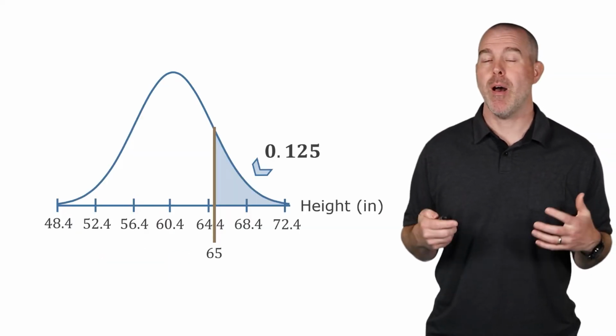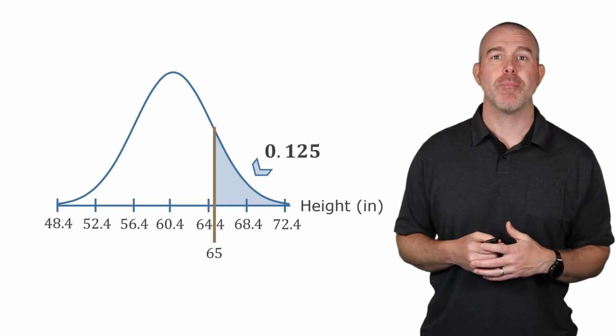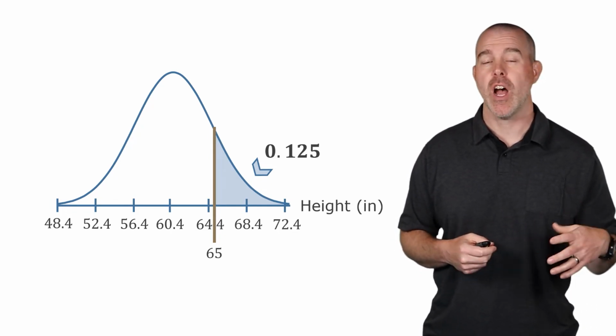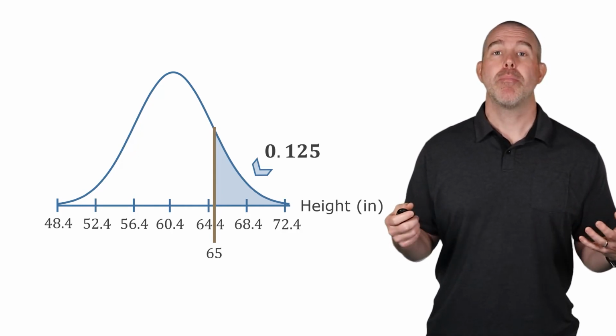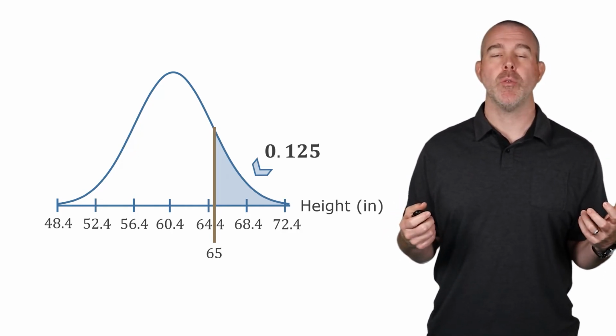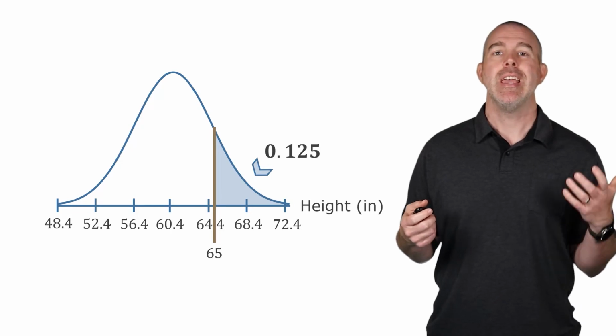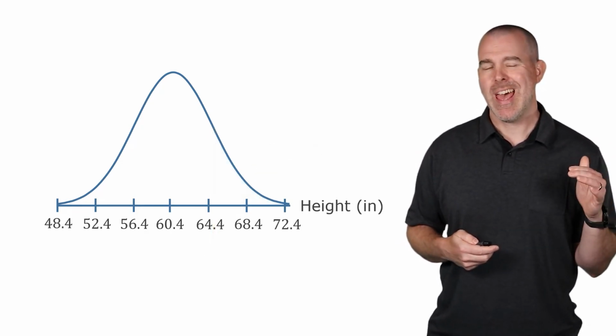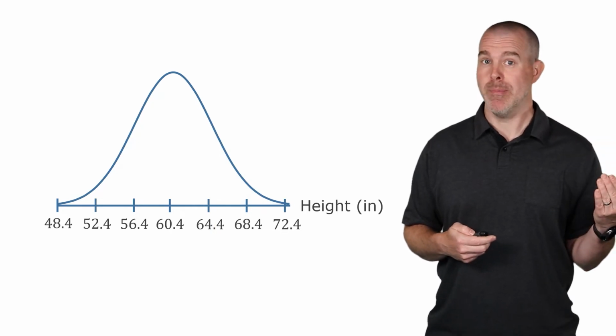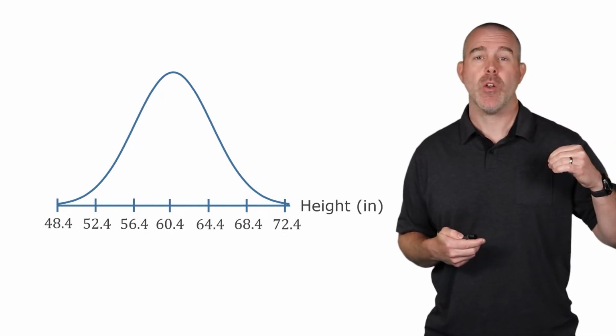So that means there must be about 0.125, about 12.5% of all 12-year-old boys are taller than 65 inches. Or, again, in terms of probability, the probability that a randomly selected 12-year-old boy is taller than 65 inches is 0.125. What if instead we know the probability and we want to find the corresponding value?